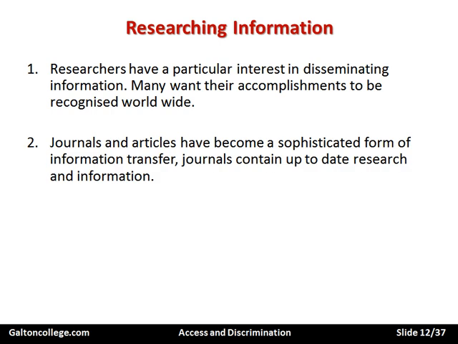Journals and articles have become a sophisticated form of information transfer. Journals contain up-to-date research and information, and many journals are also available online. They may have a subscription, but even then the subscription price of online journals is a lot less than the paper equivalent, generally speaking. So there's a lot of information for people with particular interests.